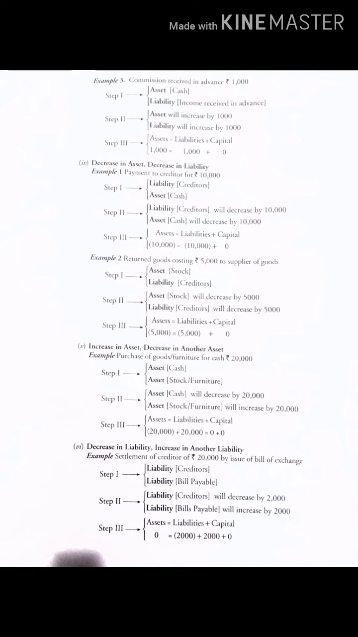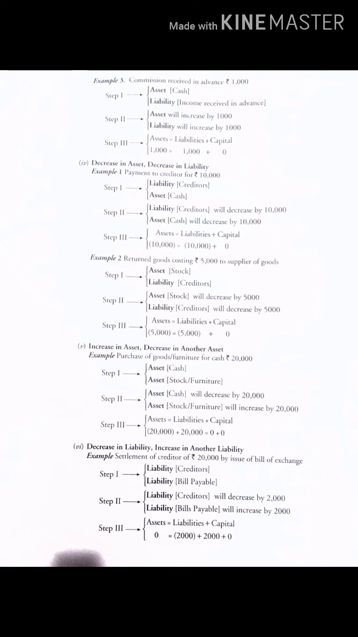Okay, next is increase in assets, decrease in another asset. What is the condition again? Increase in assets, decrease in another asset. So what is the example? Purchase of goods, or you can say furniture, for cash 20,000. Now what are the two things, two variables which are affected? That is cash and stock, or you can say furniture. Okay, anything. Now these are the two variables.